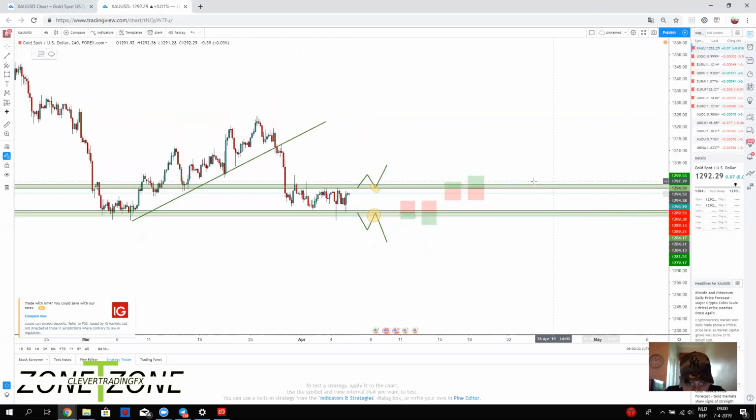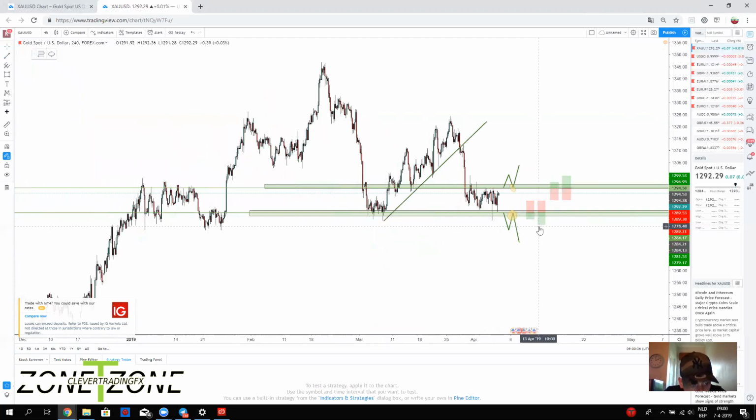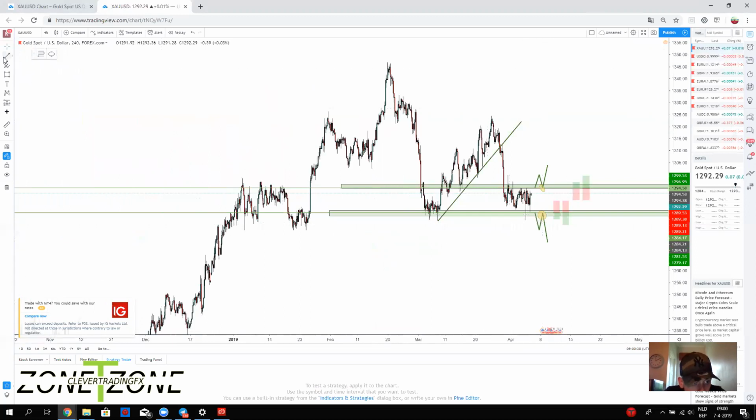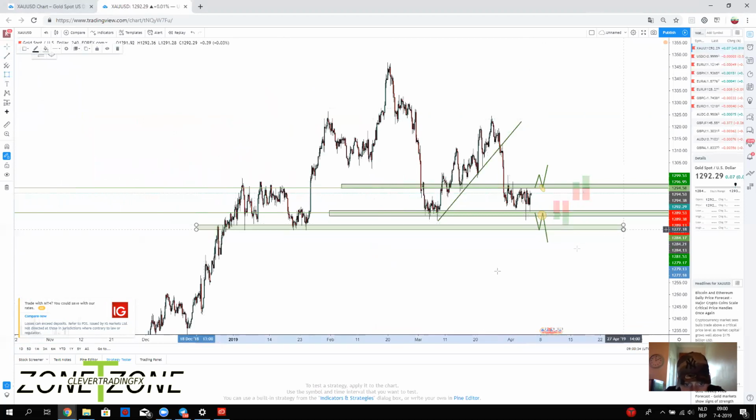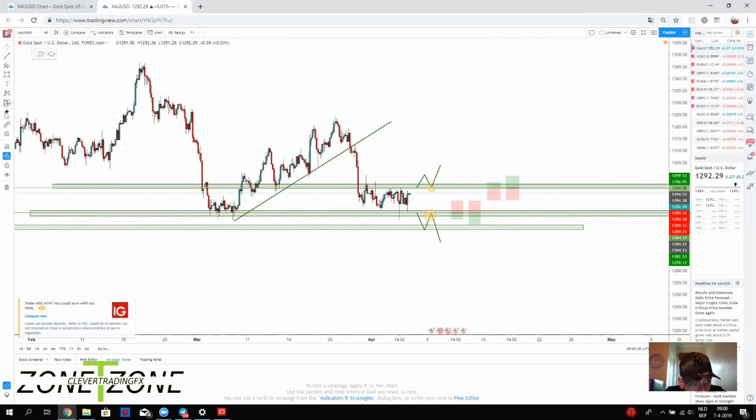Break, retest, and all the way down. All right. So this is what I'm looking for on gold. Might be watching out if it's breaking here down below, might be watching out for just this zone right here. And if it's breaking that one, then we're good to go on the downtrend. But still good enough for a good 65, 70 pips.